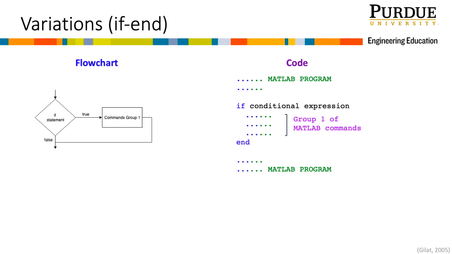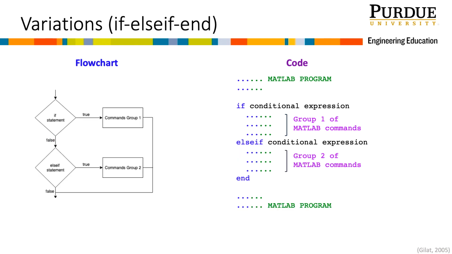There are many variations of selection structures. This first variation is the if-end structure. Notice at the decision point, if the condition on the if is true, it executes commands in group 1. If the condition is not true, the program does nothing within the selection structure.